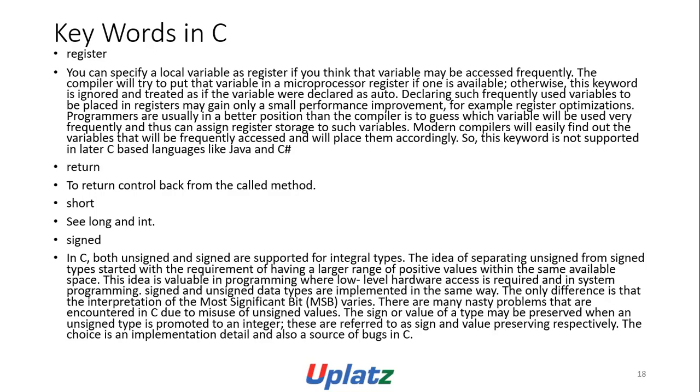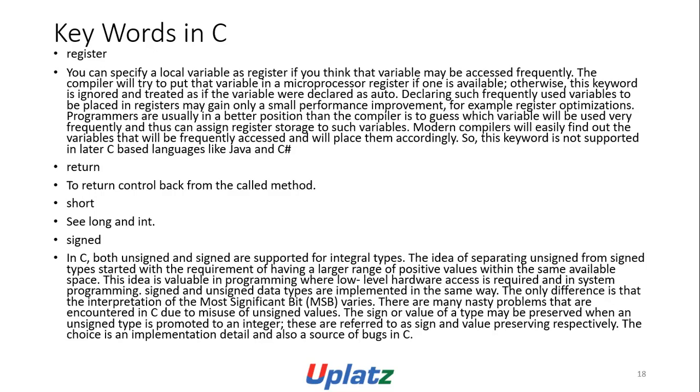return: to return control back from the called method. short, long, and int: both unsigned and signed are supported for integral types. The idea of separating unsigned from signed types started with the requirement of having a large range of positive values within the same available space. This idea is valuable in programming where low-level hardware access is required, and in system programming. Signed and unsigned data types are implemented in the same way. The only difference is that the interpretation of the most significant bit varies.